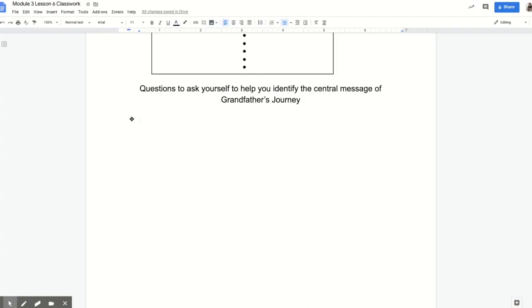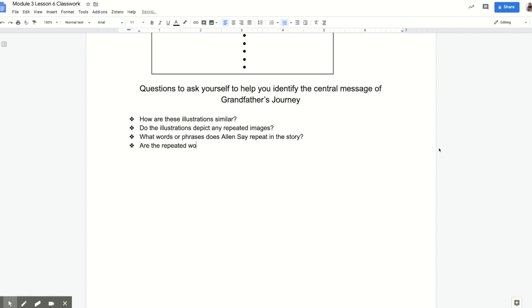So some questions that I want you to think about as you are rereading the text to find the central message of Grandfather's Journey are the following. First, notice what the similar illustrations look like in the text. How are those illustrations similar? Do the illustrations depict any repeated images? What words or phrases does Alan Say repeat in the story? Are the repeated words or phrases related in any way?